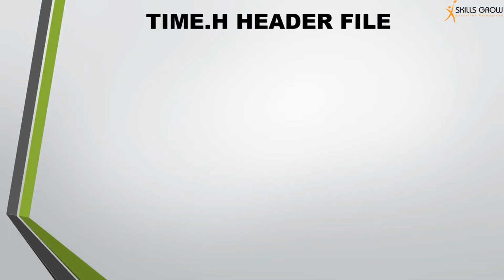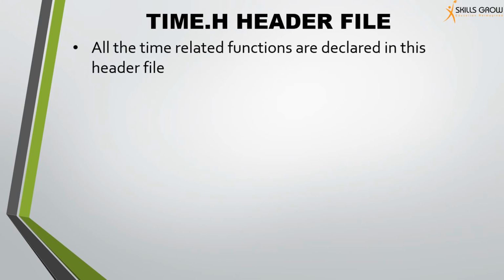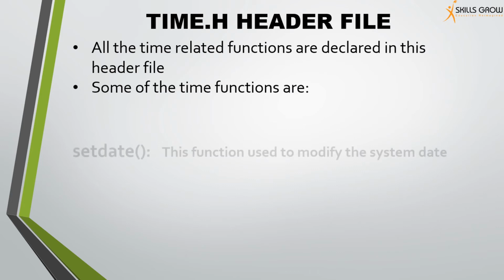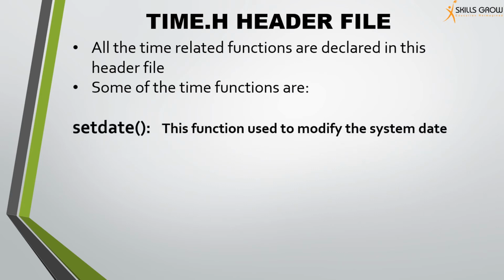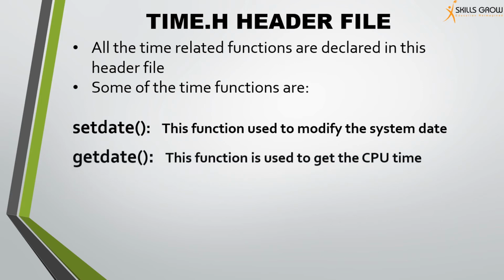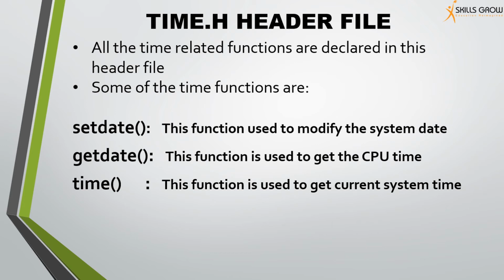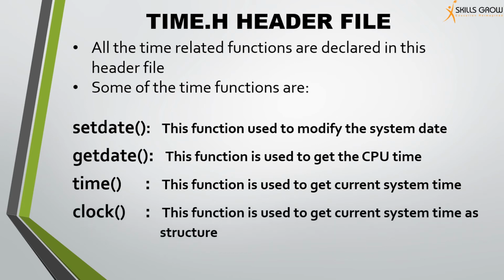Time.H header file. All time related functions are declared in this header file. Some functions which are declared in this header file are: setDate function. This function is used to modify system date. GetDate function is used to get CPU time. Clock function is used to get current system time.